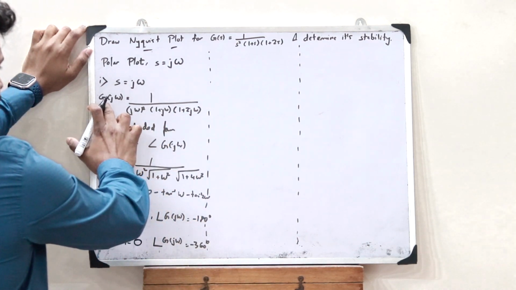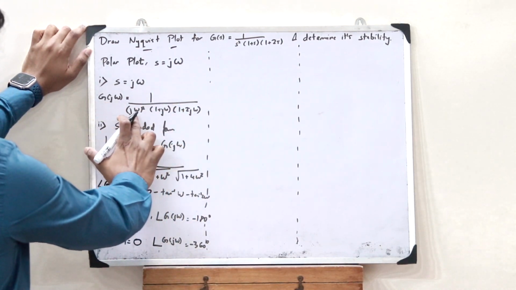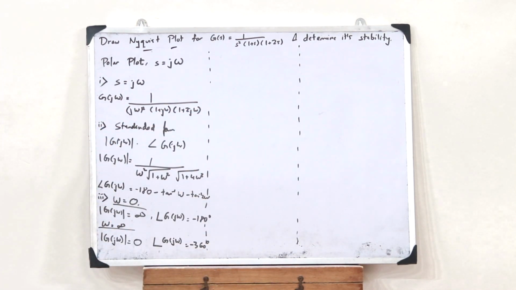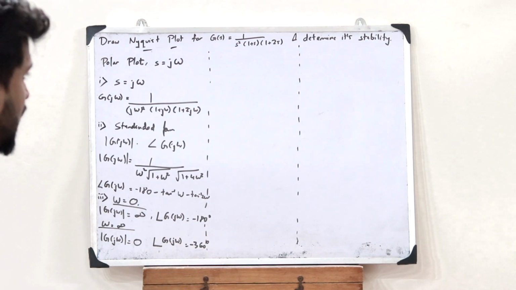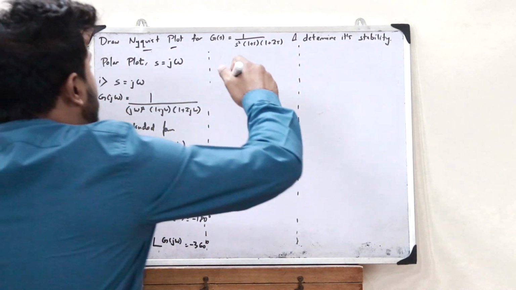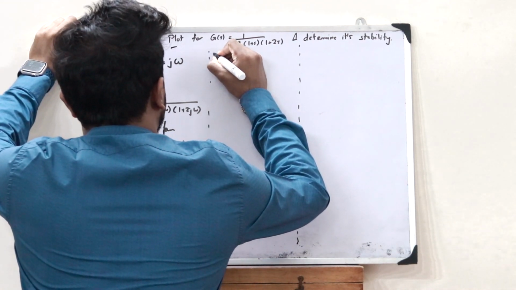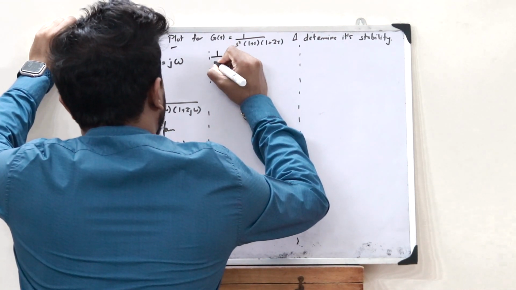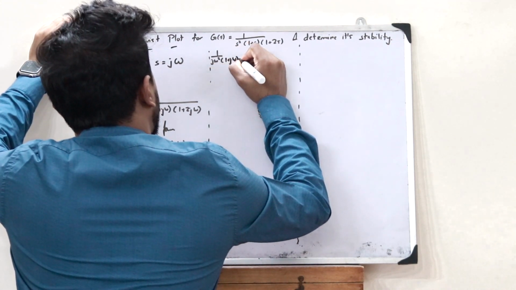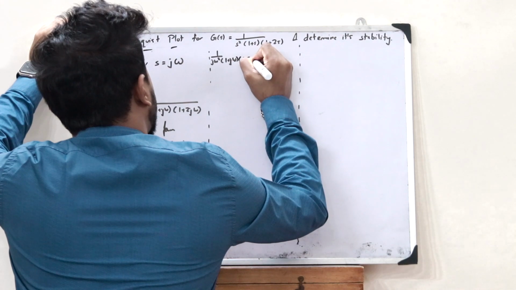That is, from this particular equation, G(jω) is equal to 1 divided by (jω)² into (1 plus jω) and (1 plus 2jω). We have to now separate it into two parts, where one part consists of the real part and the other part consists of the imaginary part. So here we have G(jω) given as 1 divided by (jω)² into (1 plus jω) into (1 plus 2jω).